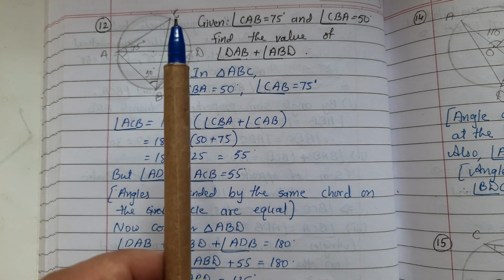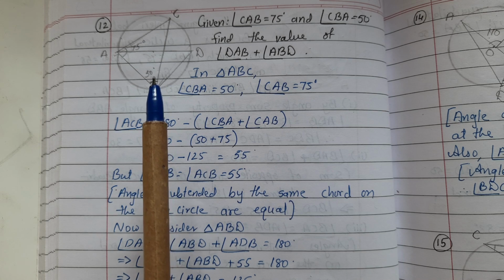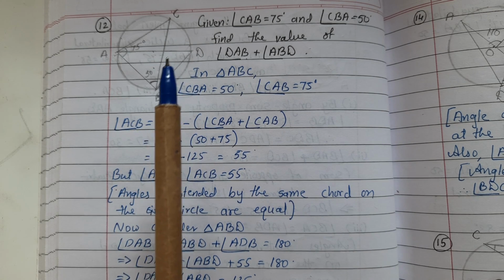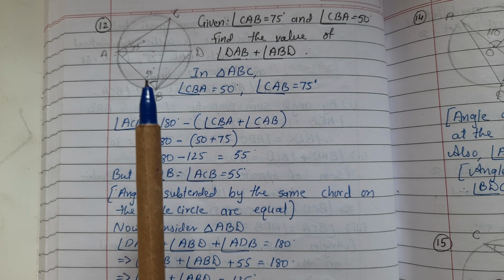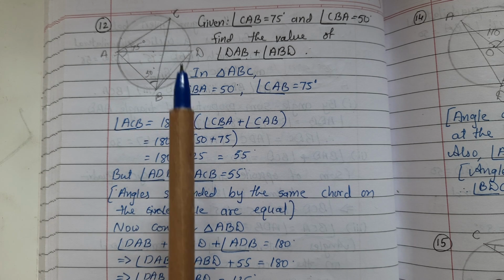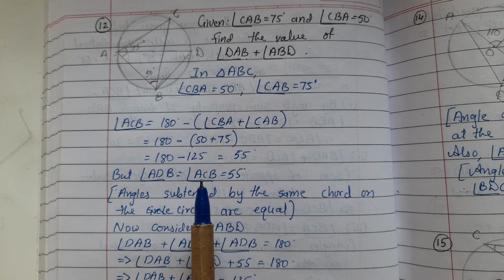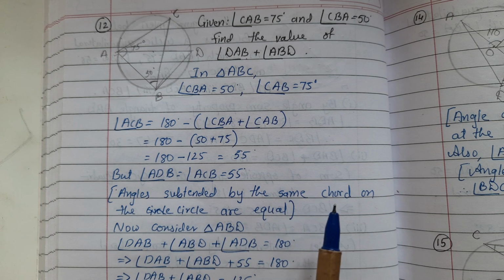Angle ACB is 55 degree and angle ADB also makes the angle with the same chord. Therefore, this is also 55 degree. Angle ADB is equal to angle ACB, 55 degree. Angles subtended by the same chord on the same circle are equal.